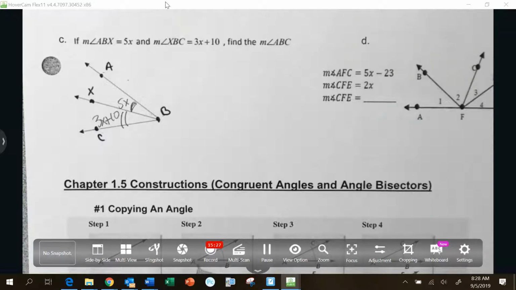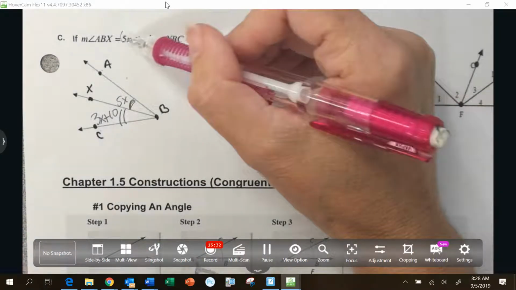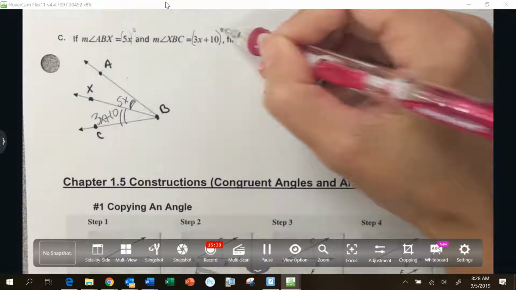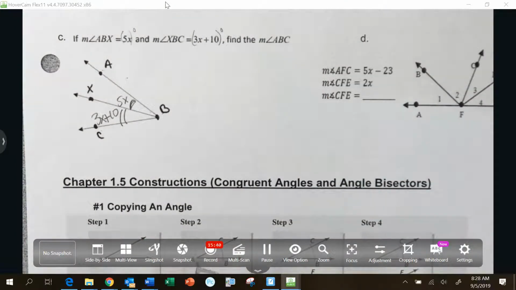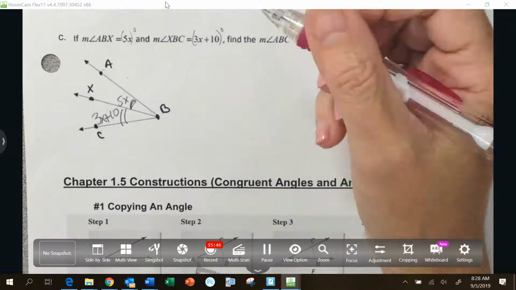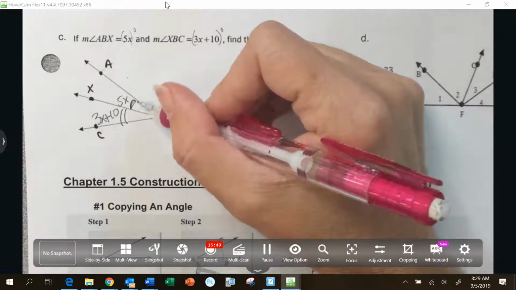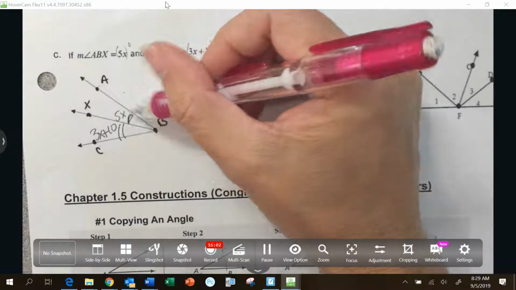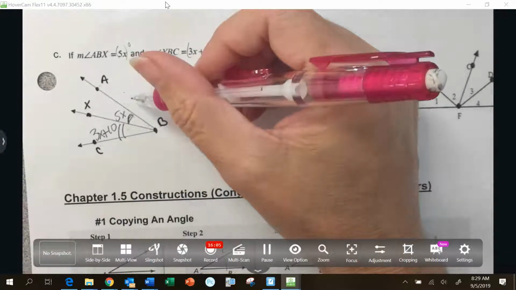Are we still missing something? We could be, or maybe not. Let's find the measure of angle ABC. If ABX is 5x, and I'm going to put a degree symbol around that, and XBC is 3x plus 10, we'll just put some degrees around that. How do we find the measure of angle ABC if we know the two smaller pieces? Steven. Morning. If I know the two smaller angles, how would I find the big angle? I would add them up.